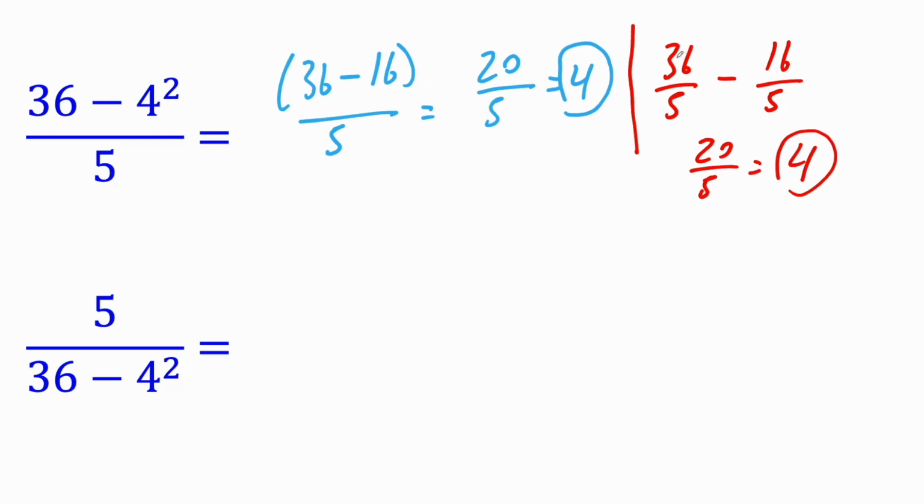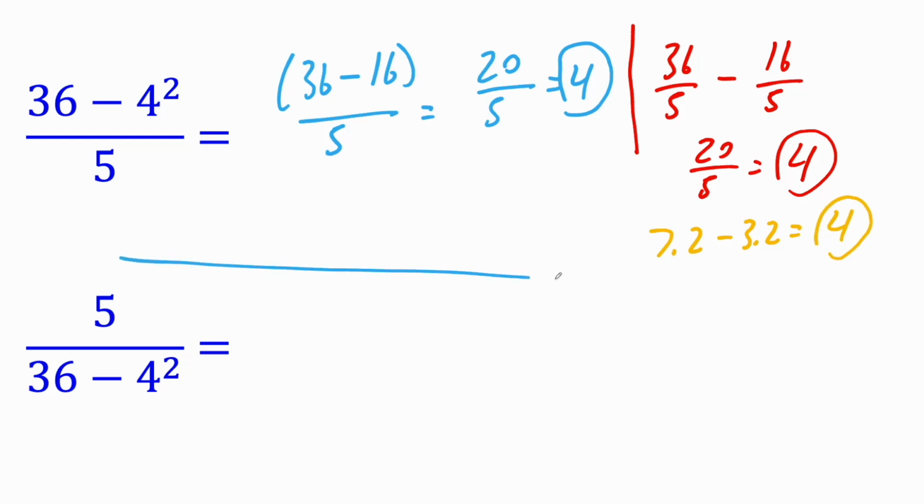But if you already knew what 36 divided by 5 was, like the decimal number, and you knew this one, the decimal number, when you combine them, you would get 4. If I use the calculator, 36 divided by 5 is going to give me 7.2, and 16 divided by 5 is going to give me 3.2, so minus 3.2, which is 4. Again, we can do this because we have a common denominator.